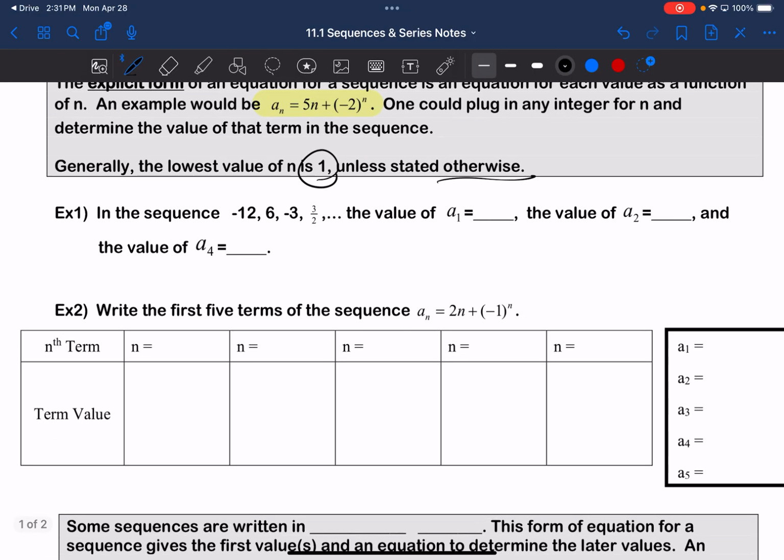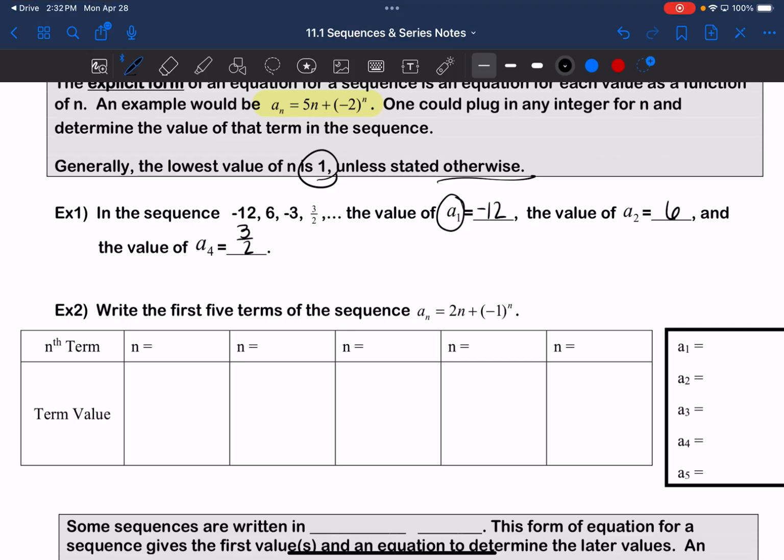In example 1, they give us the sequence -12, 6, -3, 3 halves, and they want us to fill in the blanks. First they ask, what is the value of a sub 1? Well, remember, this should be the very first term in the sequence, right? So what's our first term? Right. Then they ask for a sub 2. What would that one be? And then what's a sub 4? 3 halves. Yep.